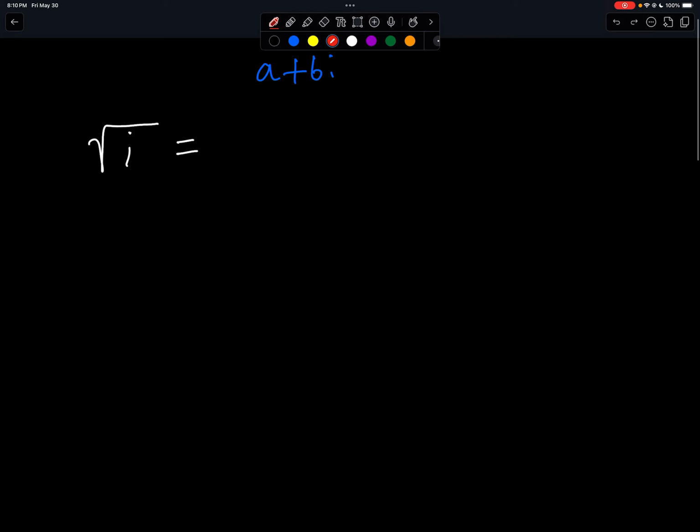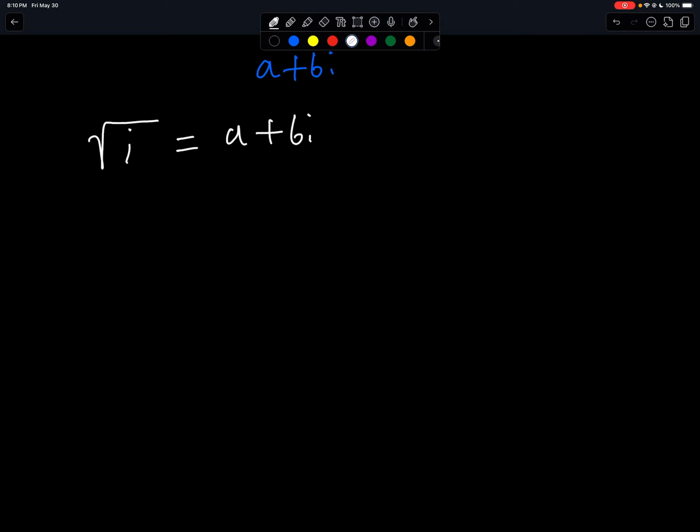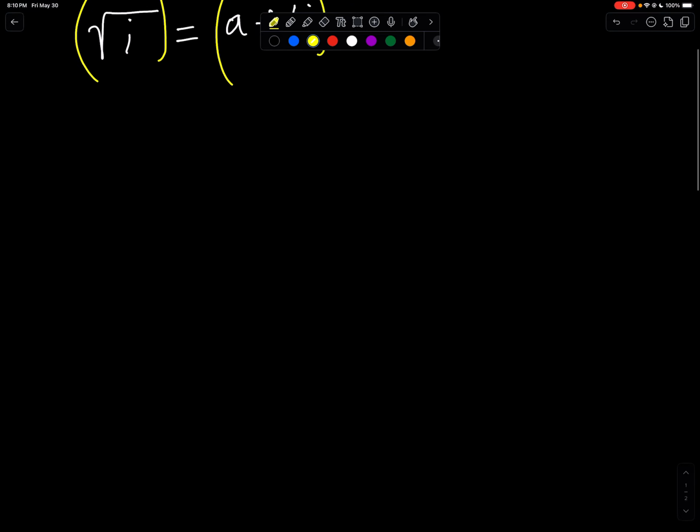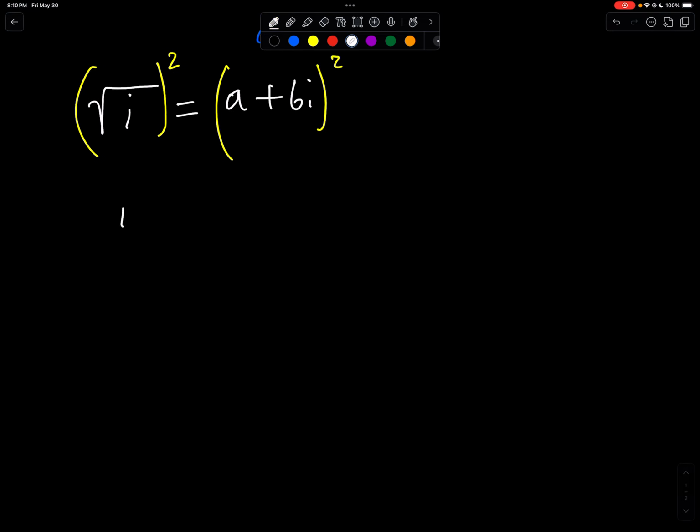So we know that i is an imaginary number, and the square root of an imaginary number should still yield an imaginary number, right? And an imaginary number is a complex number. So therefore, we can say that the square root of i has to fit in the form a plus bi, right? And so now what we're going to do is just square both sides here. So then we'll get i equals a plus bi whole squared.